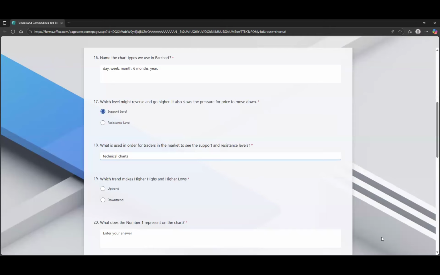Technical charts. Okay. Anybody else? Technical. We want to use the charts. The charts are going to tell us where support and resistance is. Notice I said technical, as opposed to fundamental.